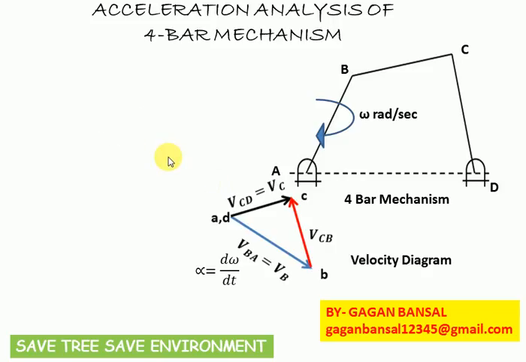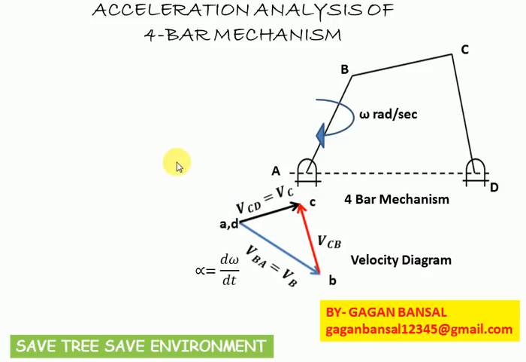So now let's start with the acceleration diagram, and all the namings in case of acceleration diagram are done like A dash, B dash, C dash, D dash, etc. Clear? So now for drawing the acceleration diagram, let's consider A and D as a fixed point. So A dash, D dash are considered at a point which is the reference point or the fixed point.